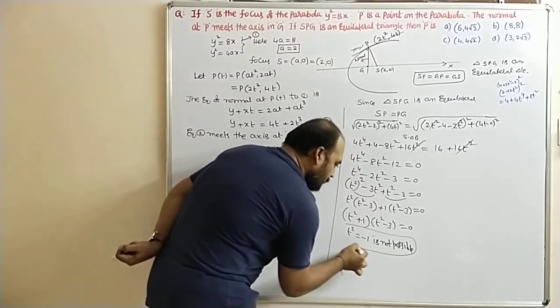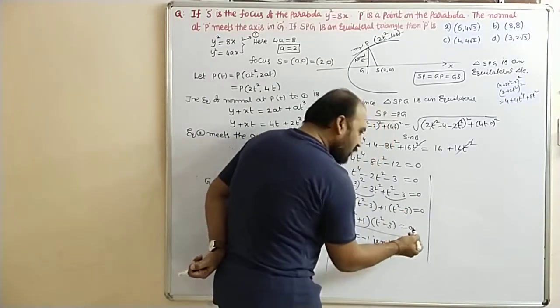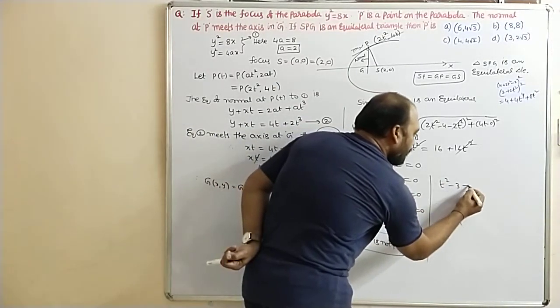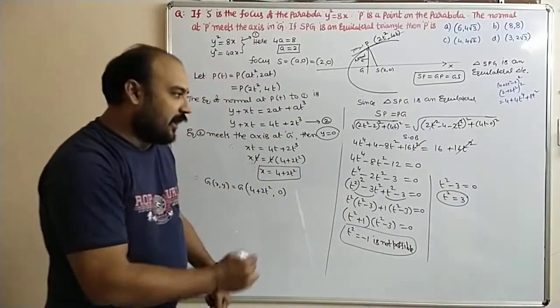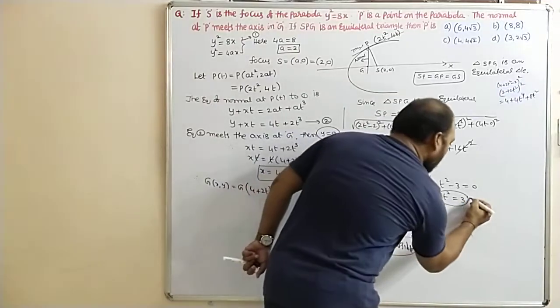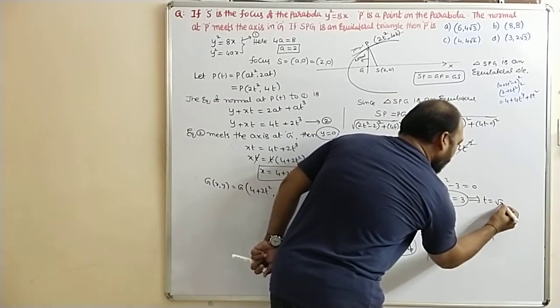So this is not possible means what is the possible value? Obviously t square minus 3. T square minus 3 equal to 0. T square equal to 3. After getting the value of t square equal to 3 means t equal to what? T is equal to root 3.